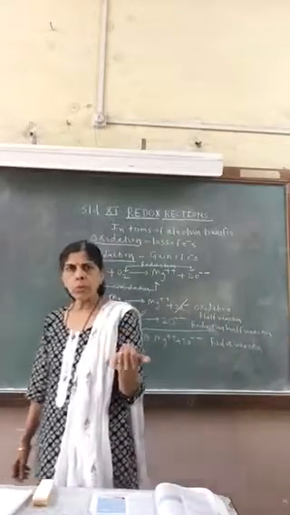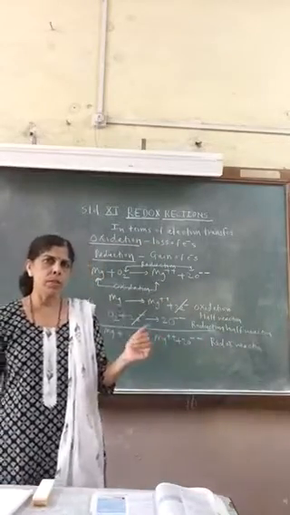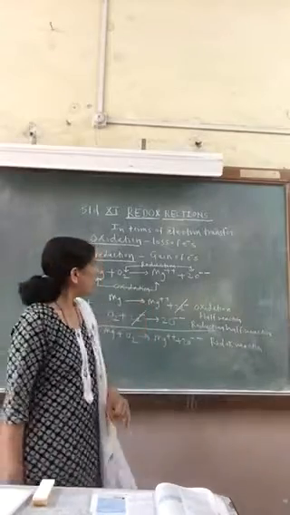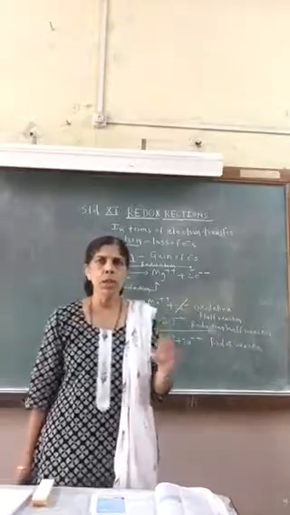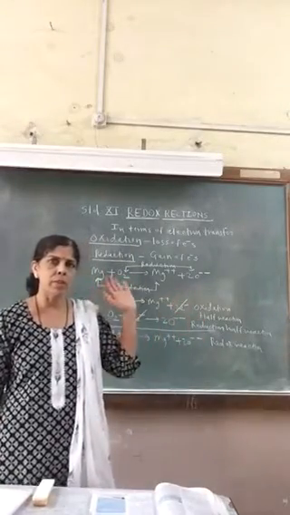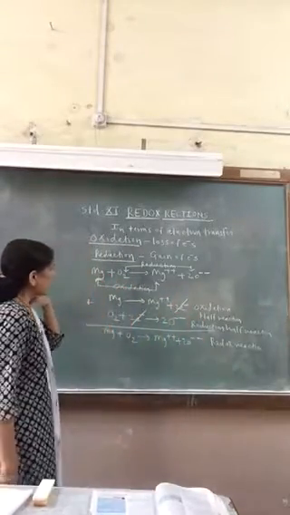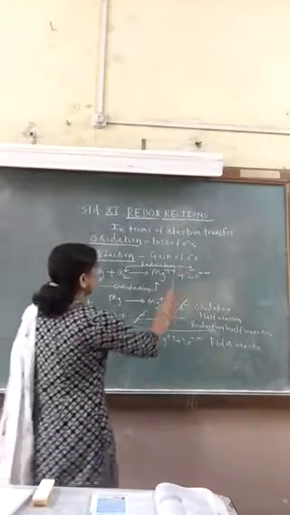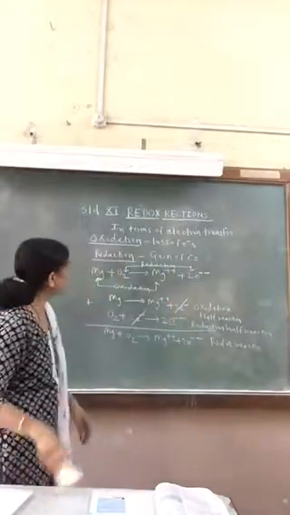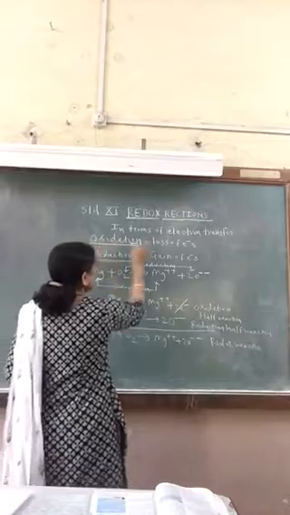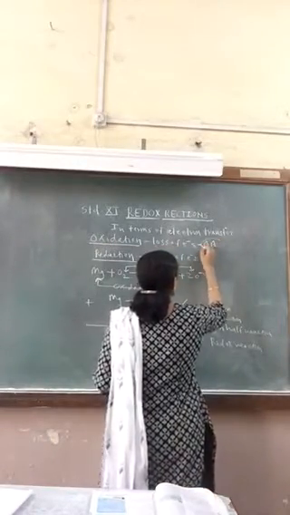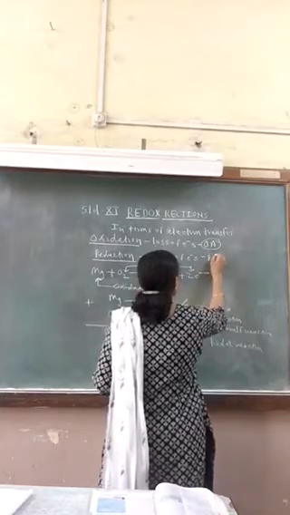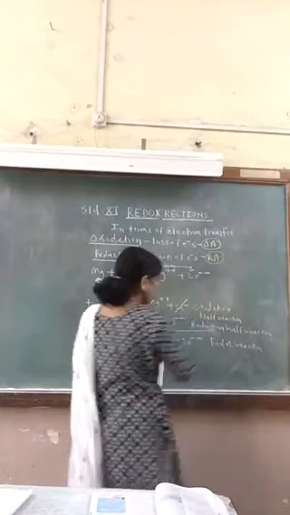Okay, now we will go to two more terms. Oxidation and reduction we have seen. Now we will see what is oxidizing agent and what is reducing agent with the help of same example. Okay, which terms you are going to see now? After oxidation, loss of electrons, so now we will see oxidizing agent, and after that we are going to see reducing agent.